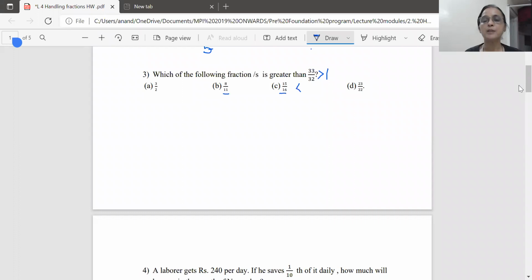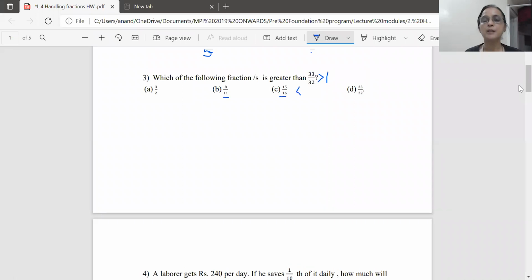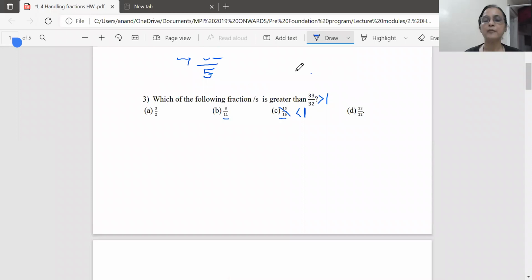are smaller than 1. Now, if I want to find a fraction greater than 33 upon 32, it definitely cannot be smaller than 1. It has to be some fraction which is greater than 1. So these two fractions are ruled out of our race for finding the fractions greater than 33 upon 32. This is ruled out. This is also ruled out.